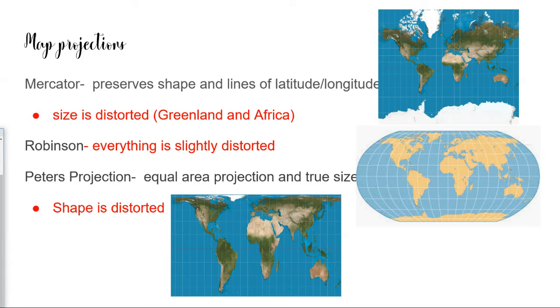So these are the different types of map projections that you should keep in mind too. Mercator is a map projection, the one in the upper right-hand corner is an example, where they preserve shapes and direction in lines of longitude and latitude, but the size is distorted. For an example, you can look at Greenland and Africa and see that the size is distorted. And then you can look, the Robinson map is another projection where everything is slightly distorted, so nothing is perfect. Then there's a Peters projection, which is an equal area projection and shows true size. However, the shape is distorted.